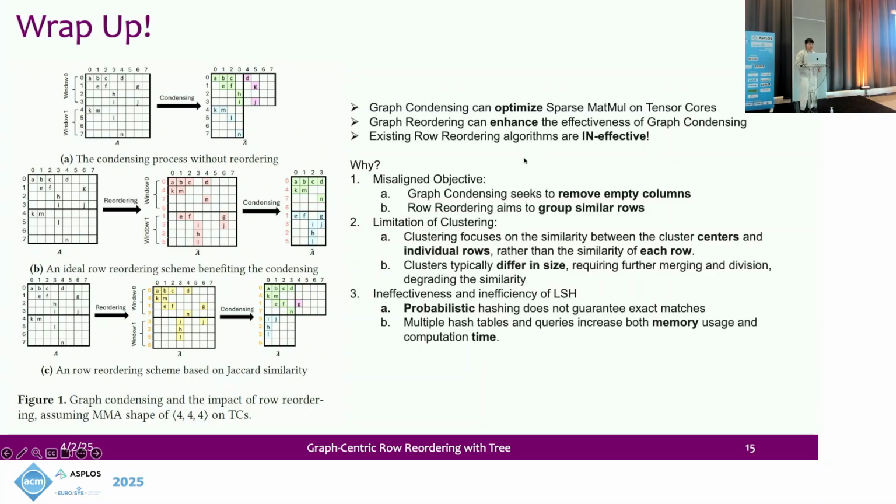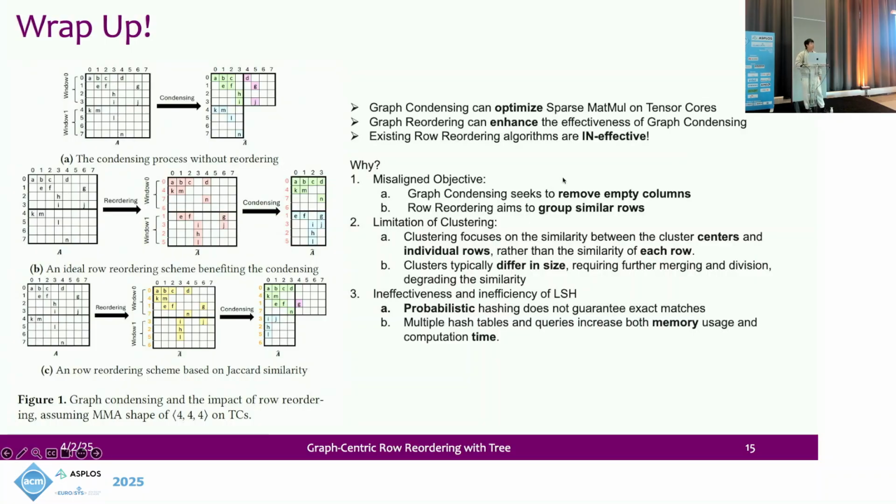The first one is that the objectives are misaligned between the row reordering algorithm and the graph condensing technique. The graph condensing technique is designed to remove empty columns, but the row reordering algorithms are designed to group similar rows. These 2 goals are actually mismatched.